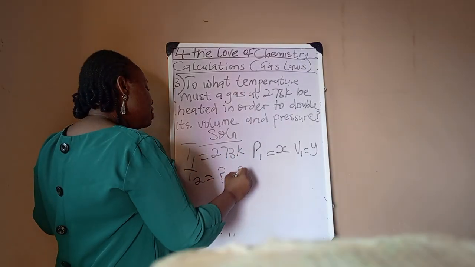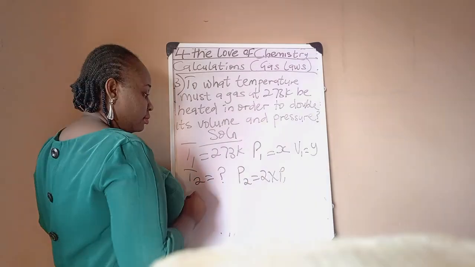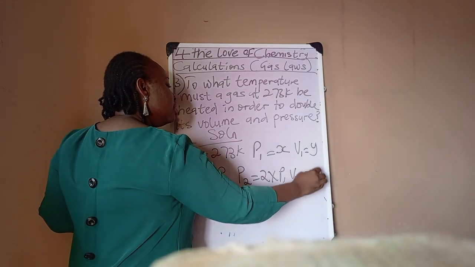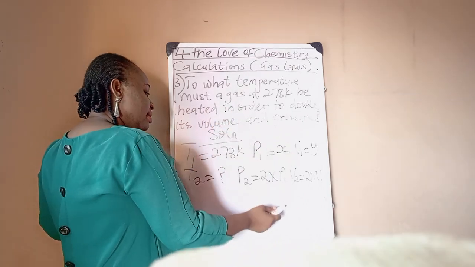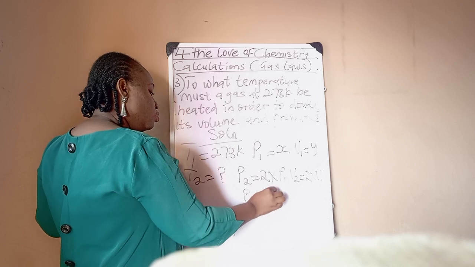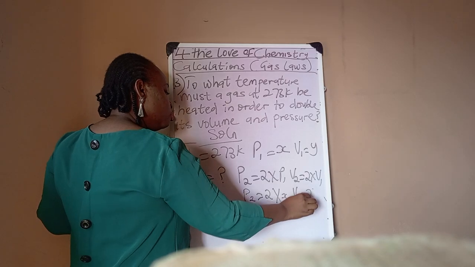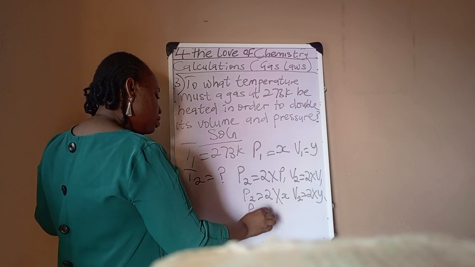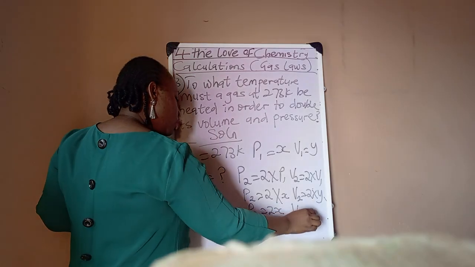So, that means our P2 will be 2 times P1, and our V2 will be 2 times V1. And since I made our P1 to be X and our V1 to be Y, our P2 will be equal to 2 times X, while our V2 is equal to 2 times Y. So P2 is 2X, while V2 is 2Y.